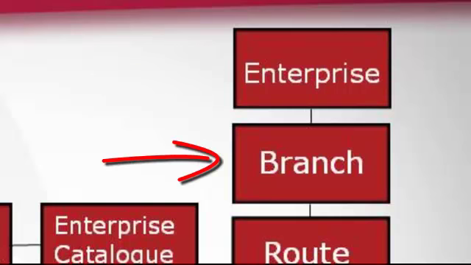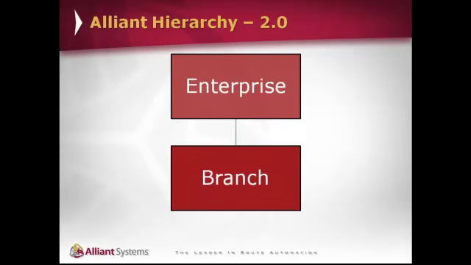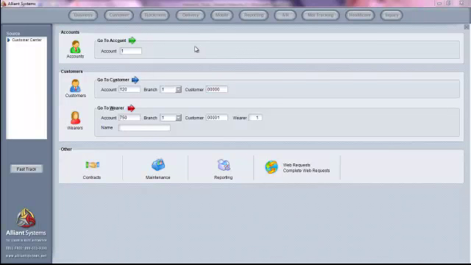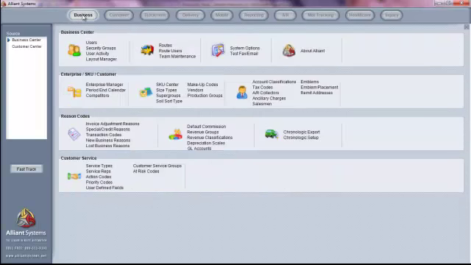The term branch is used to define single or multiple entities responsible for production and delivery of goods and services. Many users of the Alliant software will have only a single branch, while other users may have multiple branches. Each of these entities will be established as a branch in the Alliant software underneath the enterprise level within the hierarchy. Branch settings are established in the Enterprise Manager screen from the Business menu.